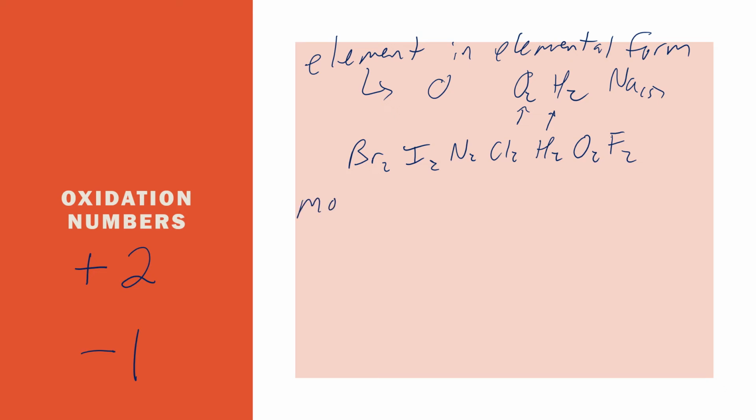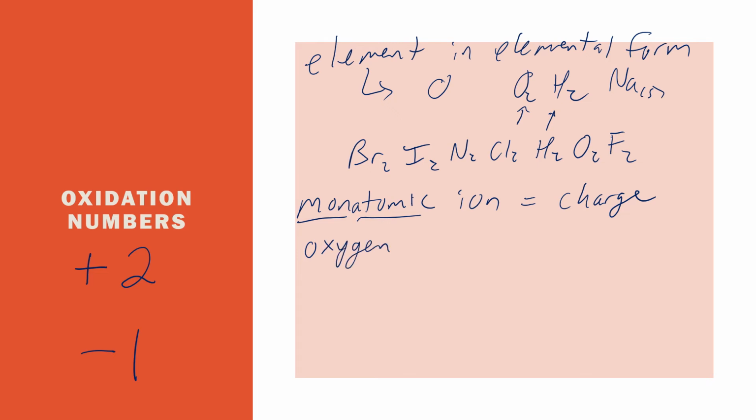Monatomic ions. Remember, mono means one, atomic, single atom there. Monatomic ion, single atom ions will be the same as the charge. The oxidation number will be the same as the charge on that ion.